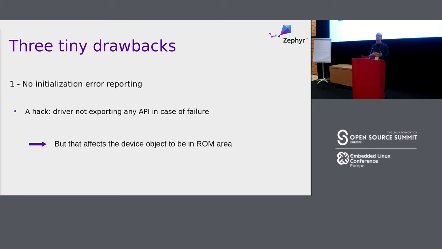But later on, it became necessary to continue the boot and still function, even if some peripherals were dead. And the hack around that was to just not expose any device driver API if the initialization fails. But that generates another drawback, which affects the ROMable capability of the device structure to be in a ROM. Because from the beginning, the point was to put all this device structure and device configuration into the ROM so that it wouldn't eat, obviously, any RAM. But it's not the case anymore because of this. And so you end up eating a bit of RAM due to that.